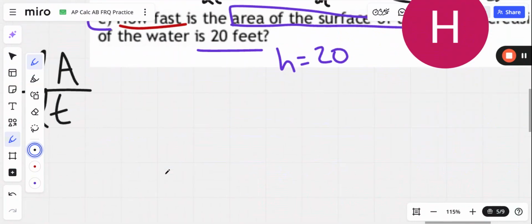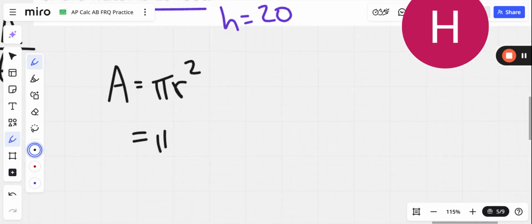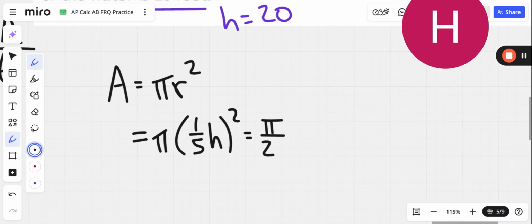First, let's get the area in terms of the height. So A equals pi r squared for the surface area of the water, because that top surface is a circle. But then we need to change this to say pi times 1/5 of h squared, which is pi over 25 h squared. So this is the new formula for the area of this circle. Because of the proportions of the cone's height and radius, we can substitute 1/5 of the height for the radius.